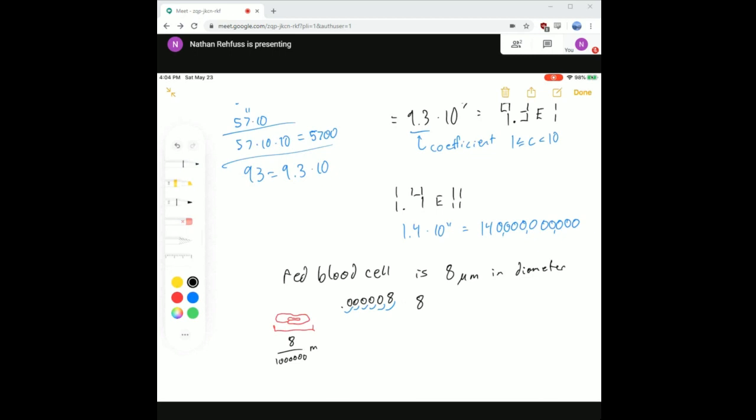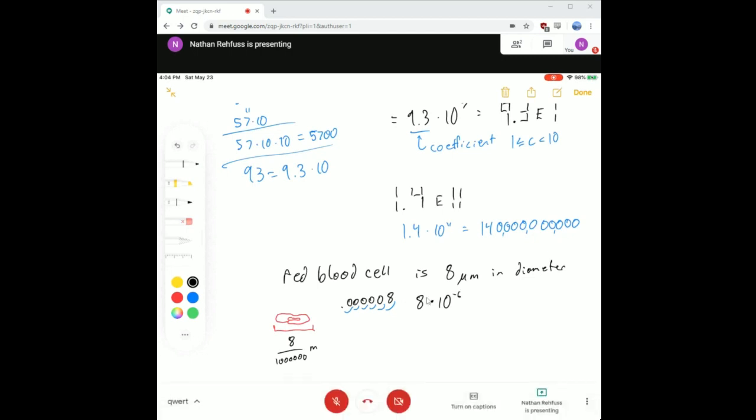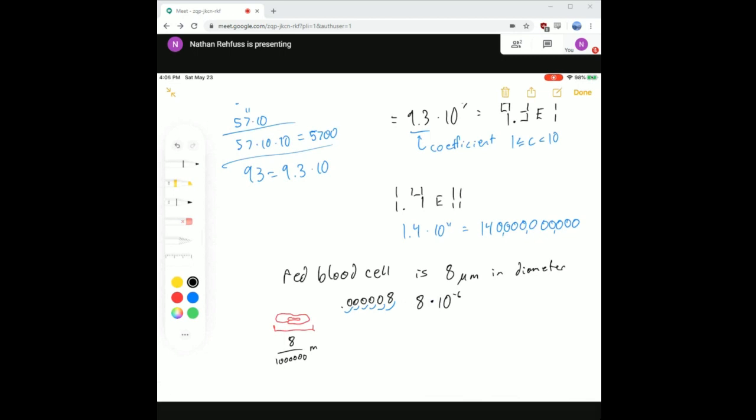And I had to add 6 powers of 10, so this 8 is missing 6 powers of 10. Or in other words, down here with this fraction, I had to divide by 10 6 times. So I'm going to write that a red blood cell is 8 times 10 to the negative 6th meters in diameter, and that's scientific notation.